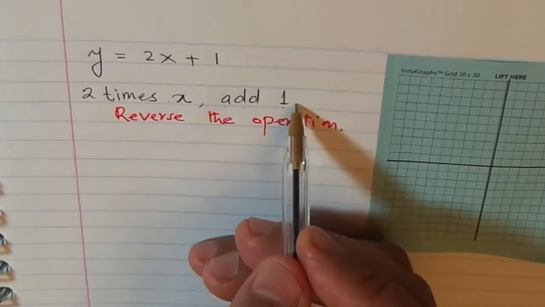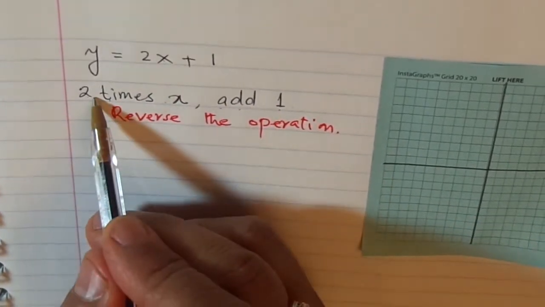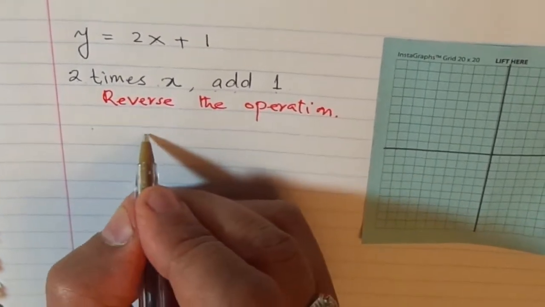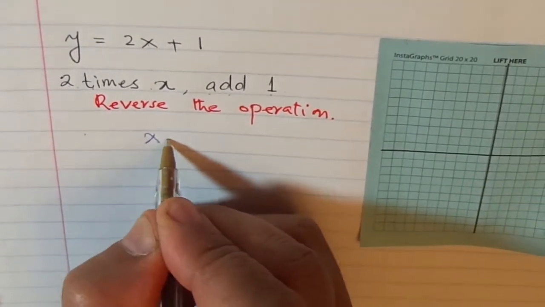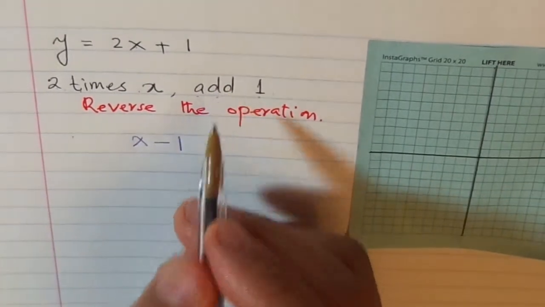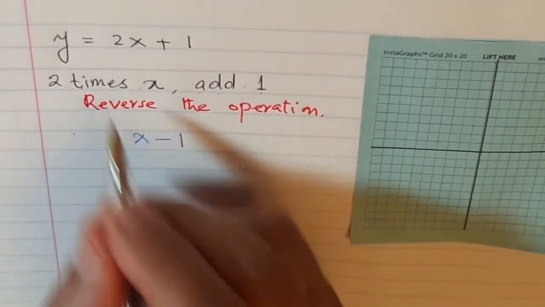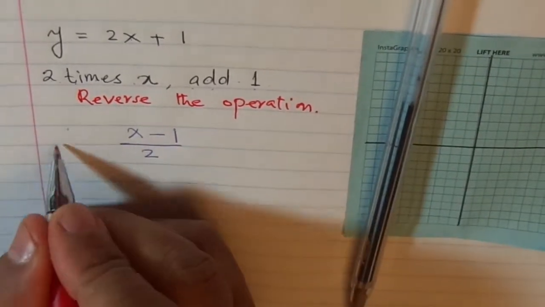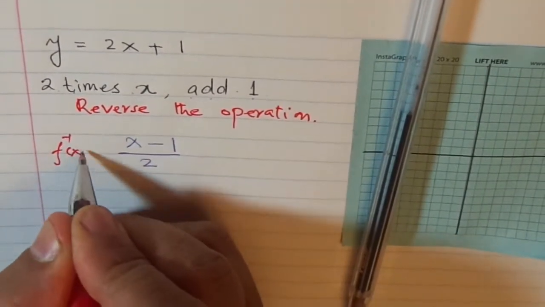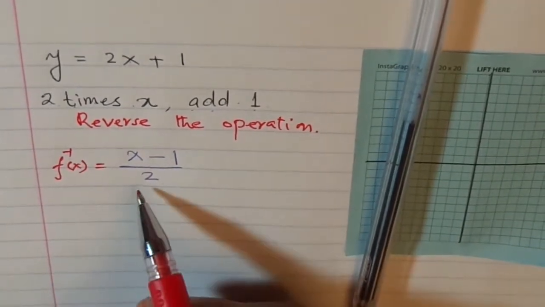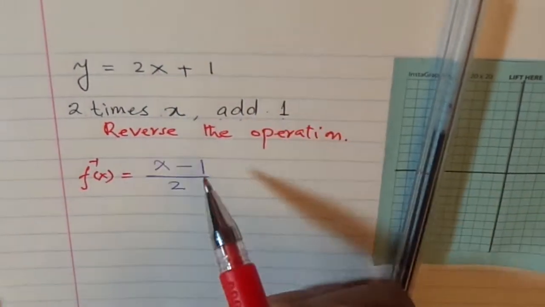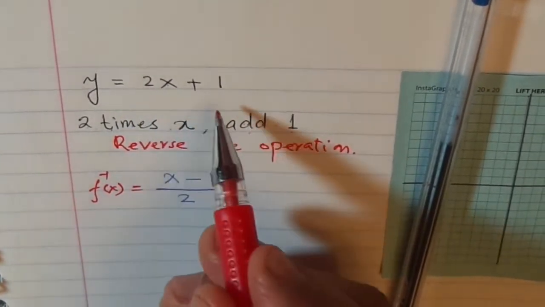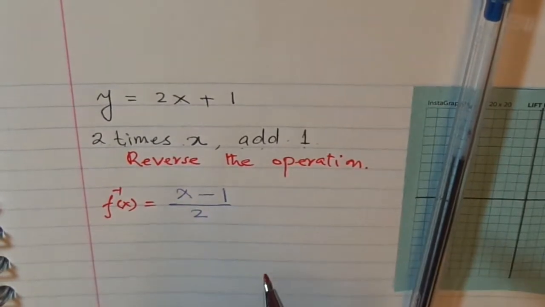Reverse operation will be subtract 1, divide by 2. So let's do the reverse. The reverse operation is subtract 1, so x minus 1. So instead of add, we will write subtract 1, divide by 2. That becomes the inverse of the function. So this is how we can convert an equation very easily from the given to the inverse by doing the reverse of the operation.